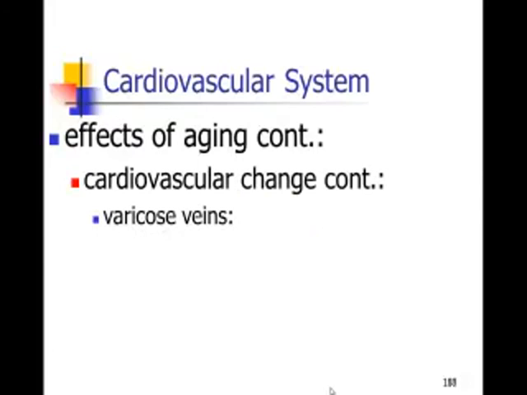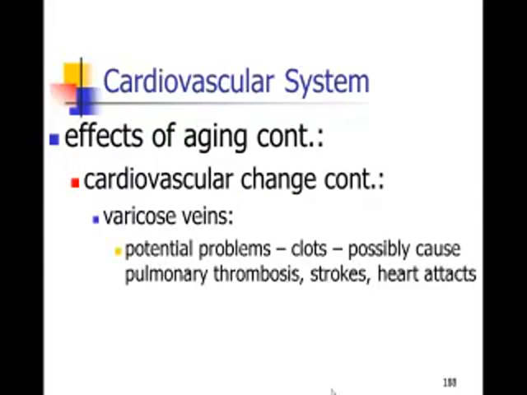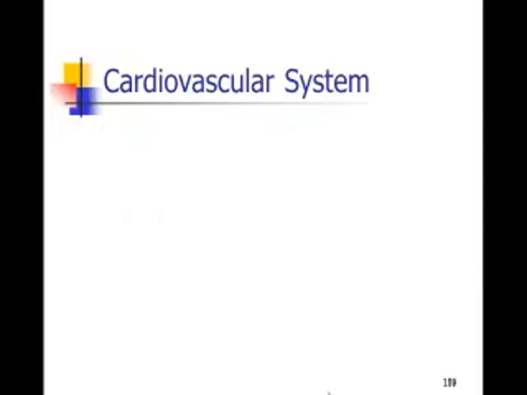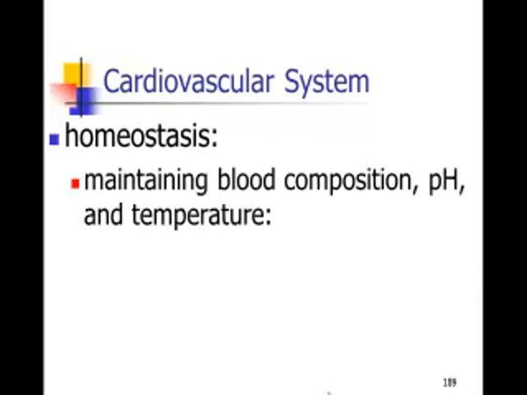And varicose veins, we'll talk a little bit more about those. We mentioned those before. One of the real problems with varicose veins is that there's the potential for abnormal clots to form. This can lead to pulmonary thrombosis, blood clots in the lung, strokes, heart attacks, all sorts of tragic outcomes from those kinds of things. Obviously, anticoagulants can be taken. Aspirin is a simple one to take. Half an aspirin per day can reduce the likelihood of blood clot problems.